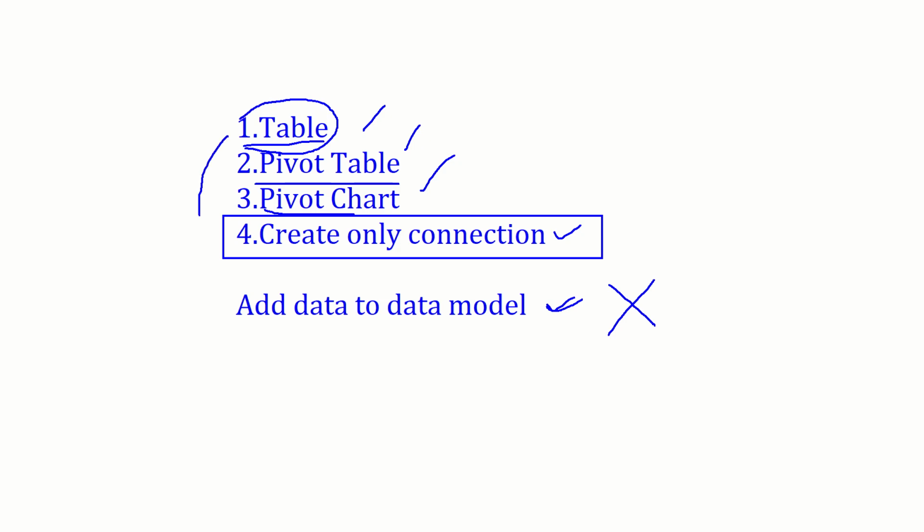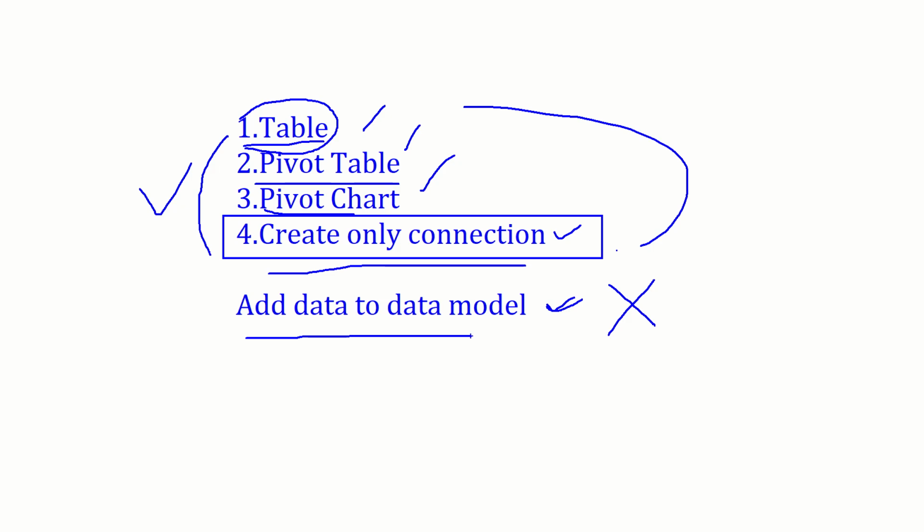But what will happen if I unknowingly selected the table? Can I come back to create connection? Yes, no problem. If I selected create connection, can I come back to table? Yes, that's also possible. Anytime you can do that. So I recommend to go with create only connection, add data model. We'll try this.